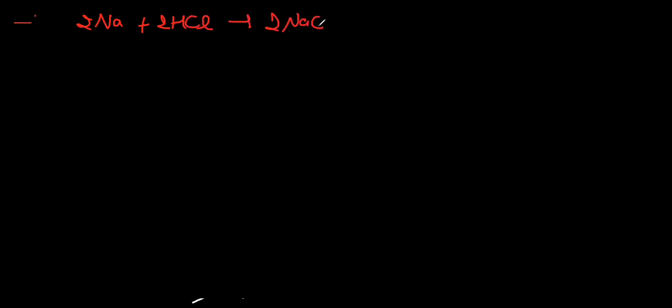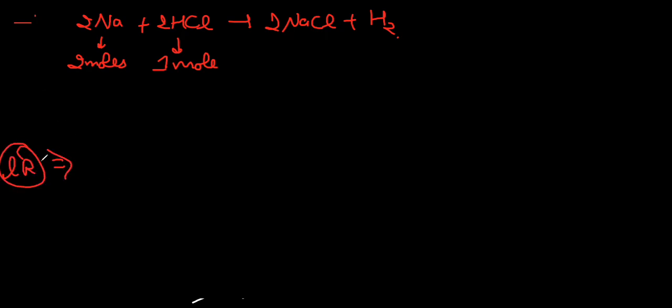giving 2NaCl plus H2. So this was coming out to be 2 moles, this was coming out to be 1 moles. Now, according to the theory that we studied, limiting reagent is the one that is present in less amount. So we will say limiting reagent is HCl because its moles are less. No, this method is not right.